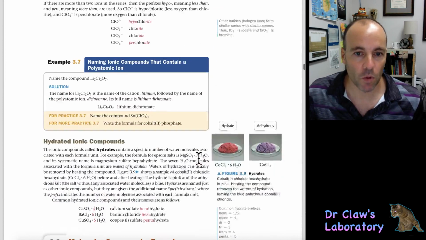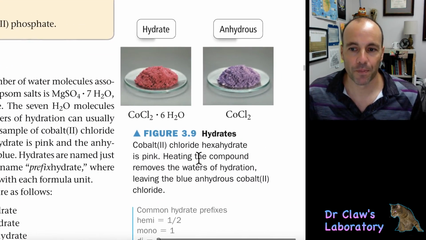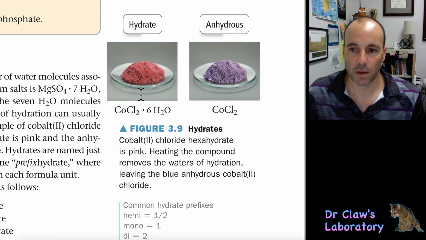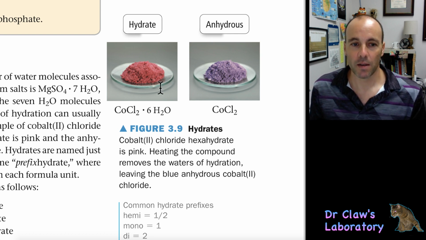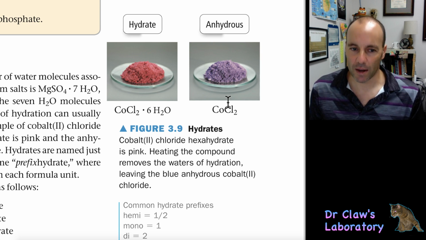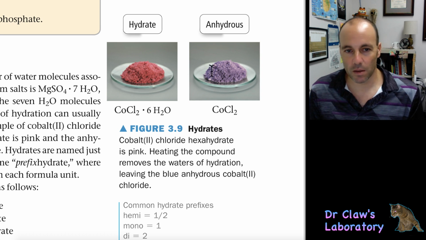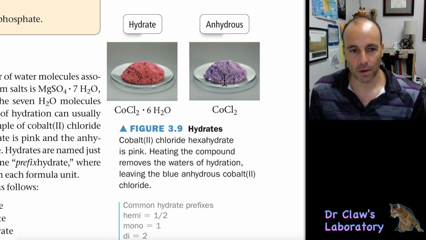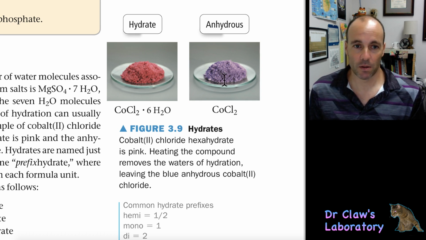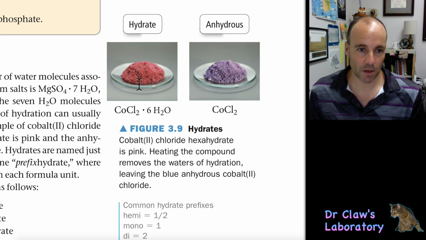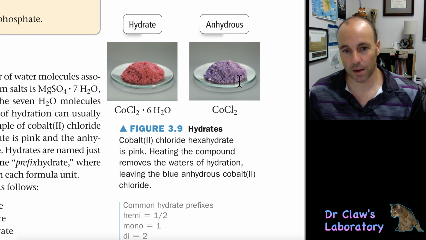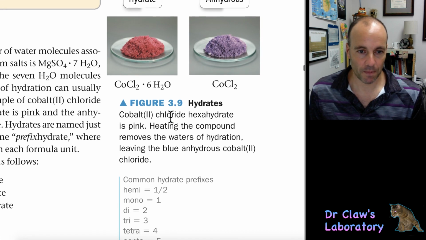So figure 3.9, here is an example of the cobalt 2 chloride hexahydrate. So this is the hydrate, it's a red solid, and if we heat this up, we would drive the water off to be left with the anhydrous form. So you see the structure can have different physical properties, if it's the hydrate or if it's the anhydrate.